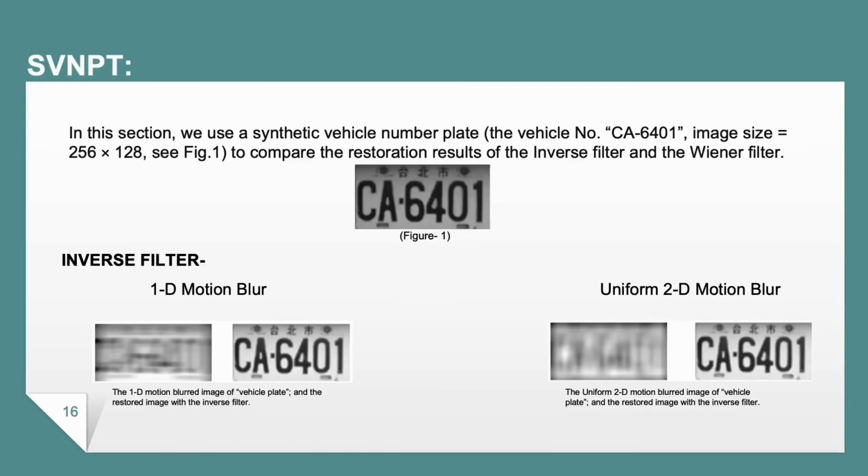Now let us discuss the real life examples in which the image restoration process is used and is very effective. So in this slide we can see that we have a synthetic vehicle number plate, and in the next few slides we'll compare the restoration result of inverse filter and Wiener filter. In the pictures below you can see that we have used the 1D motion blur and the 2D motion blur of inverse filtering, and here are the results.